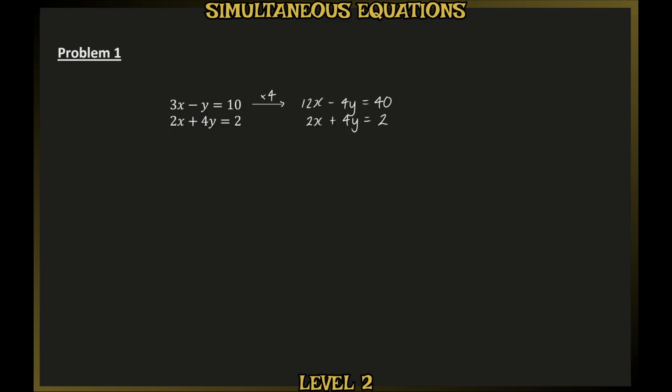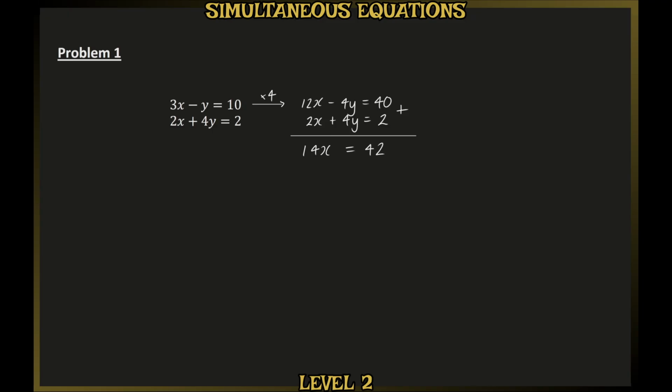And what we can now see is that because we have a minus 4y and a plus 4y in the two equations, to eliminate them, we can add the equations together, because minus 4y plus 4y is 0. So if we add everything together here, we have 12x plus 2x gives us 14x. The minus 4y and the plus 4y cancel out, and that's equal to 40 plus 2, which is 42.